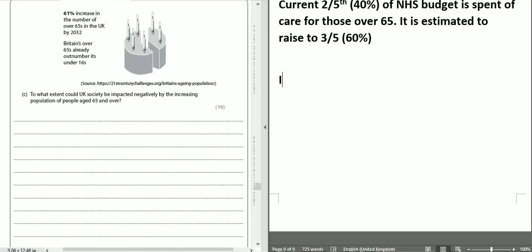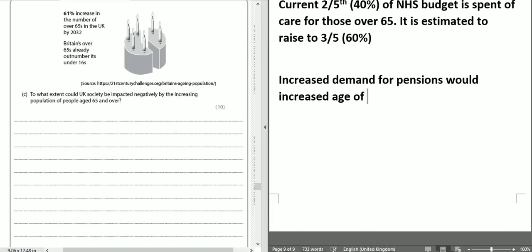Obviously, increased demand for pensions would impact society. So this would result in increased age of retirement, which we have seen in the last few years. I think the retirement age has been pushed to 68, and it was previously 65 for men and 60 for women. So retirement ages have gone up because there's been bigger demand on pensions.